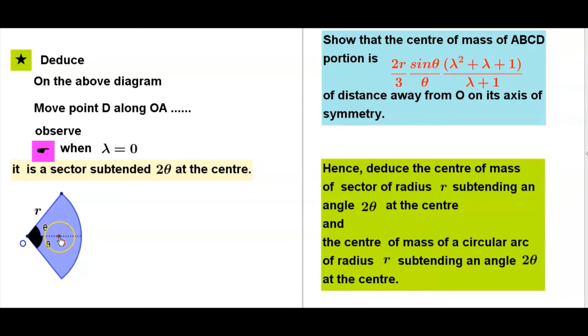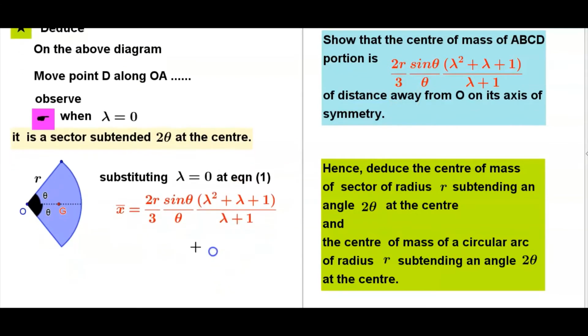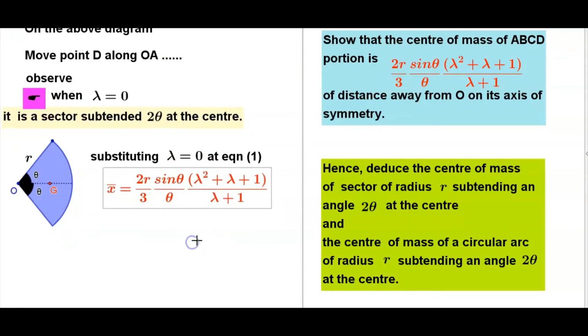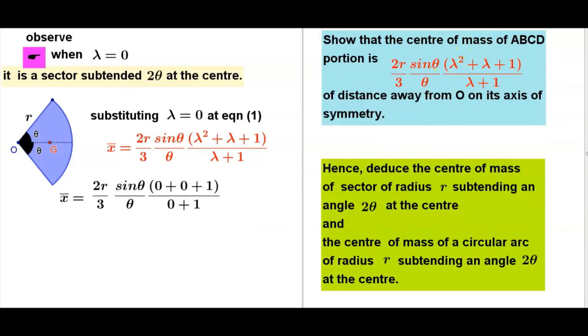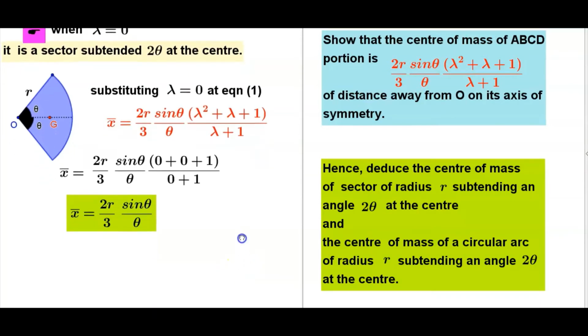The center of mass G, we want to find out this one. How to find out this one? Substituting lambda equal to 0, x bar is equal to 2r by 3 into sin theta over theta into 0 plus 0 plus 1 over 0 plus 1, which gives 2r over 3 into sin theta over theta.